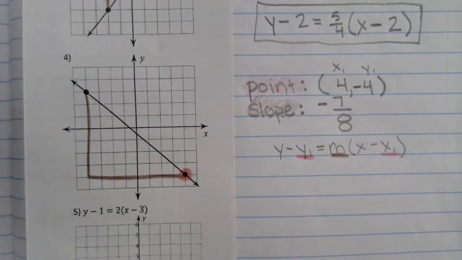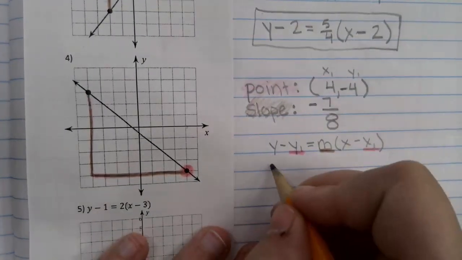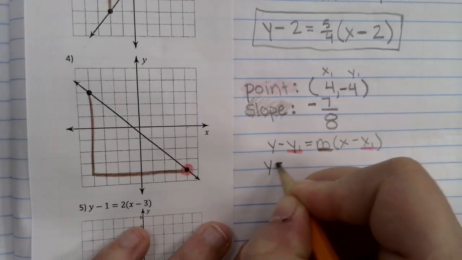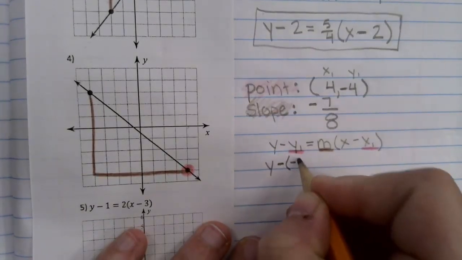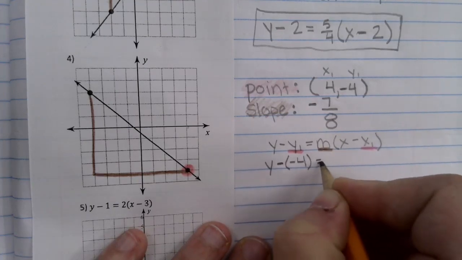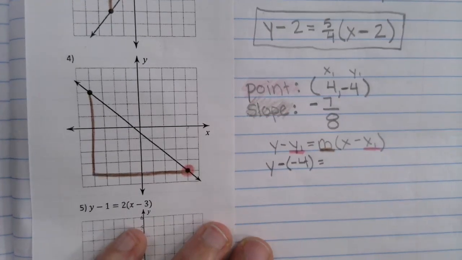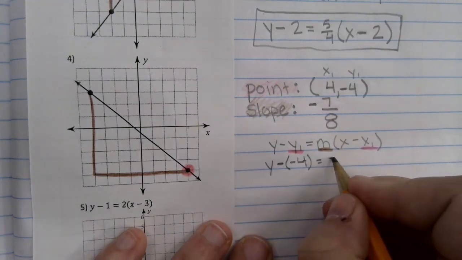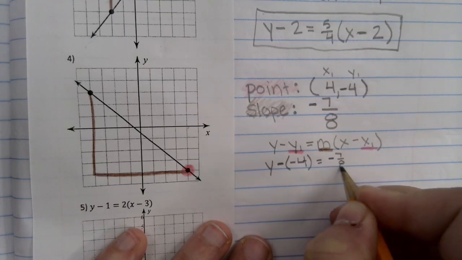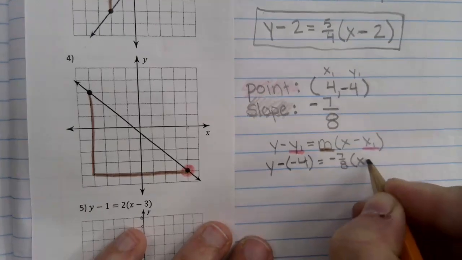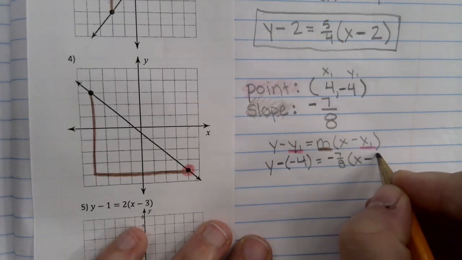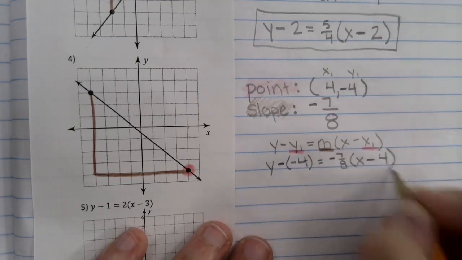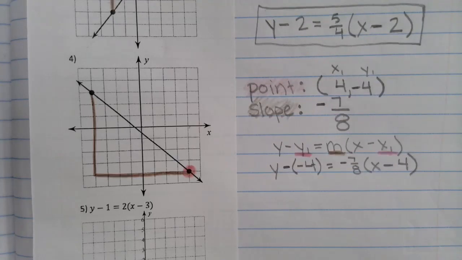So for our final answer for our equation here, we're going to write y minus, what's our y from the point? Negative 4 equals, what's our m? Negative 7 over 8 times x minus, what's my x from the point? 4. Just 4, so minus 4. So that can be our final answer.